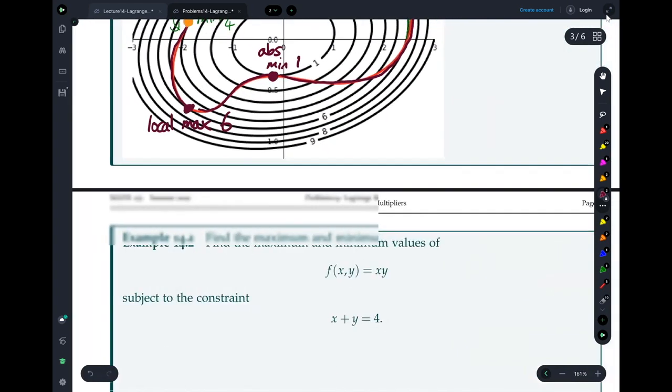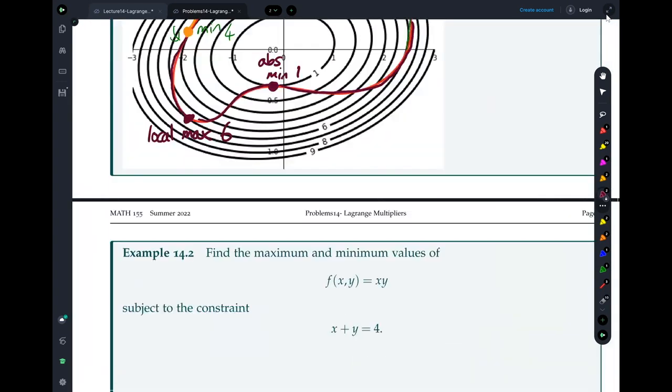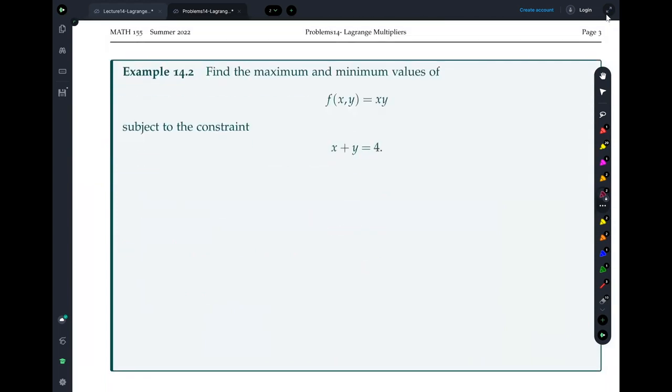So it seems like you guys have got the hang of it when we are doing things graphically. Let's have a go at the method of Lagrange multipliers, okay? So now we don't have a graph here. We've got some function f of x y is equal to xy, and we've got a constraint x plus y is equal to 4.